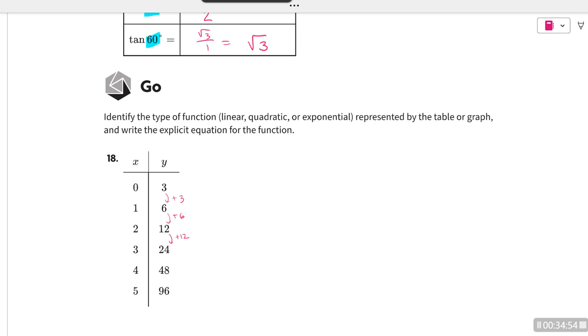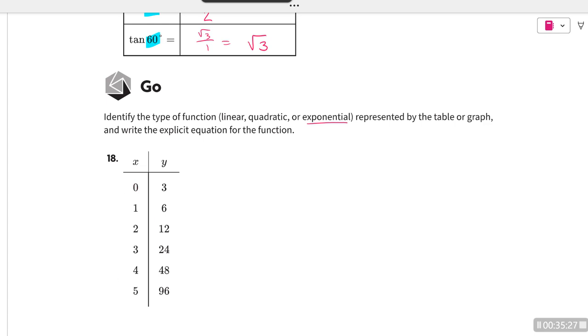Here we're adding 12, and then 24, and then 48. So it's definitely not linear because we're not adding a constant number each time. So let's look to see if the second difference is constant. Here we added 3, and here we added 6, so our second difference is not constant. So let's check for exponential. Remember, for exponential we're looking for a common ratio or multiple.